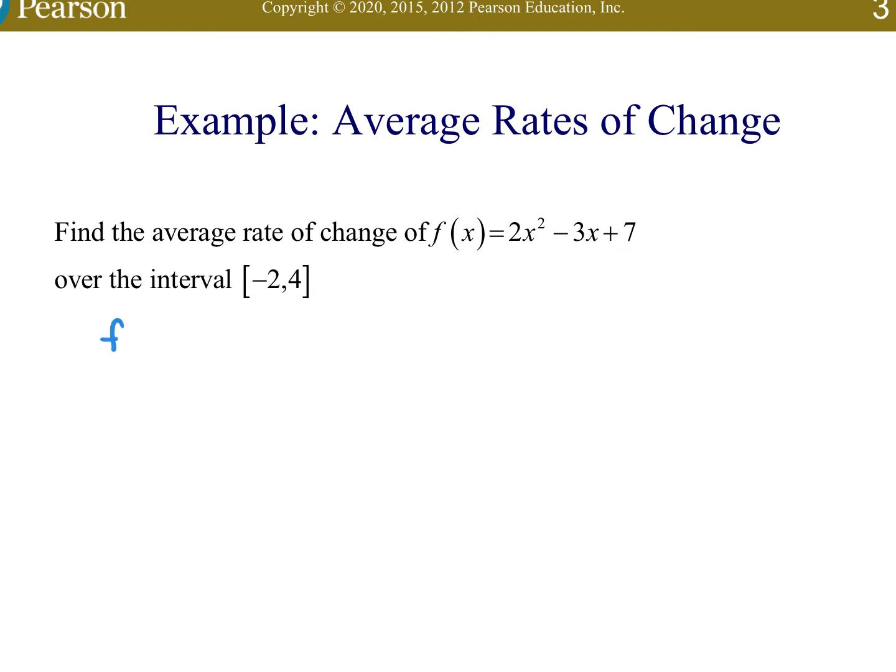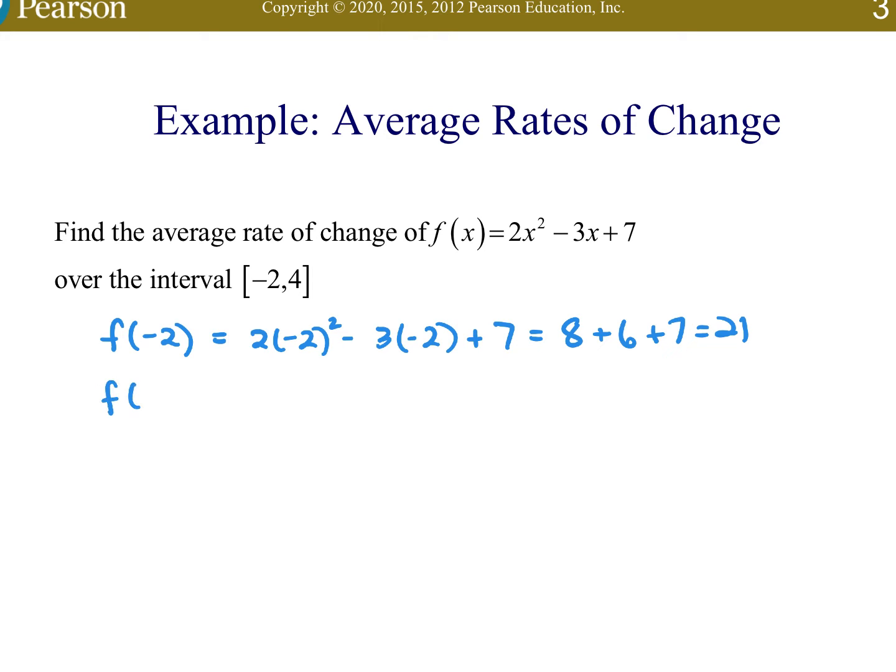So we first want to figure out what is f of -2. And so we plug -2 into that. So 2 times -2 squared minus 3 times -2 plus 7. So that'll be 8 plus 6 plus 7. So if I'm doing my math right, 21. Okay, then we want to know, that's the beginning. Now we're going to connect this to f of 4. Okay, so this will be 2 times 4 squared minus 3 times 4 plus 7. So that's 32 minus 12 plus 7, so 27.